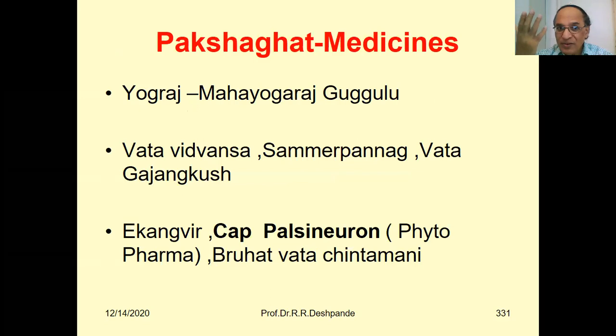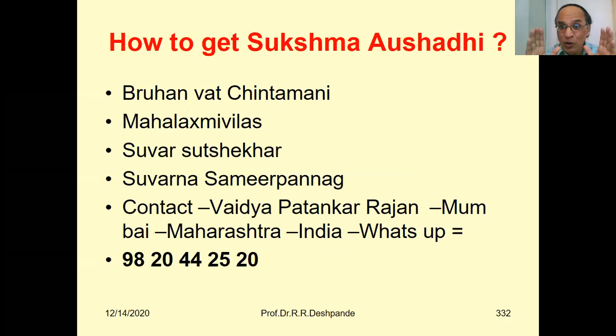But medicines: Yogaraj Guggulu, Mahayogaraj Guggulu, Vata Vidhvansa Rasa, Samira Pannaga Rasa, Vata Gajankusha Rasa. These are all tablets. Ekanga Vira Rasa. Capsule Palsy Neuron from Phytopharma Company. Bruhat Vata Chintamani. This is very costly.